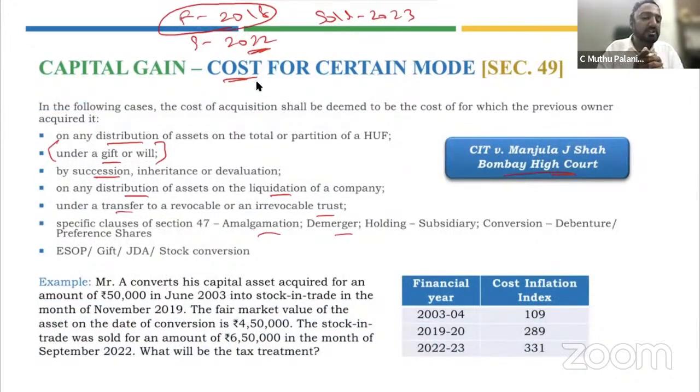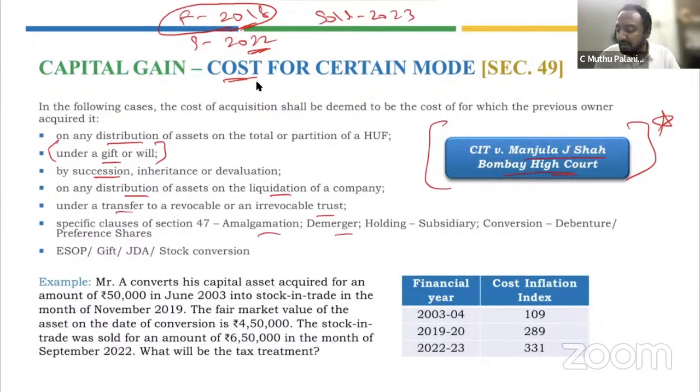So when you're reading a question about succession, where a father has given to a son or something, in such cases indexation will happen from 2018 only, but it is based on the case law of Manjula J. Shah, CAT versus Manjula. Only based on this case law are you indexing it from 2018. Otherwise, you can only index it from 2022. So quoting this case law is very important. Unless you quote this, your answer is not correct.